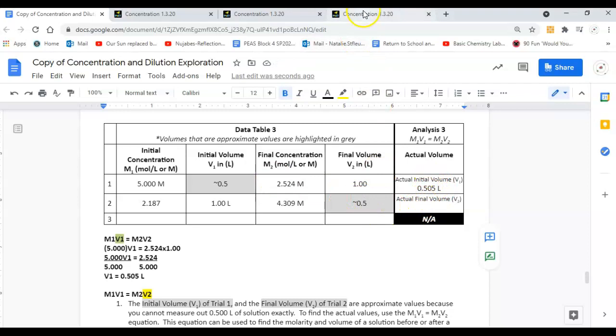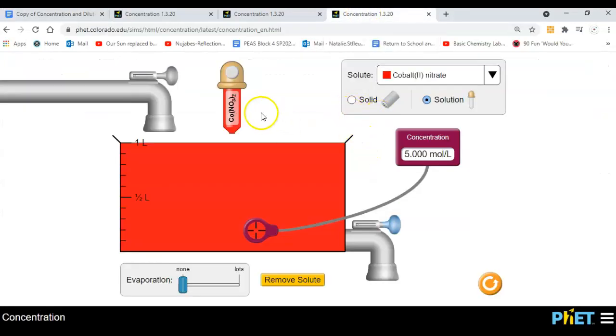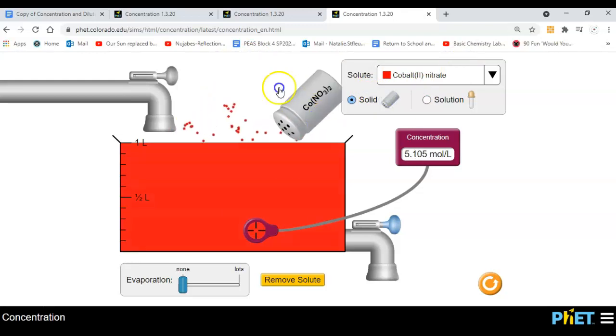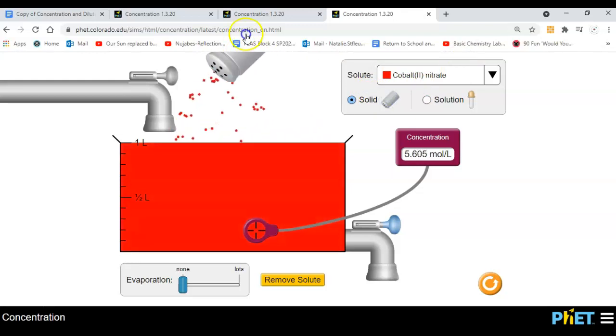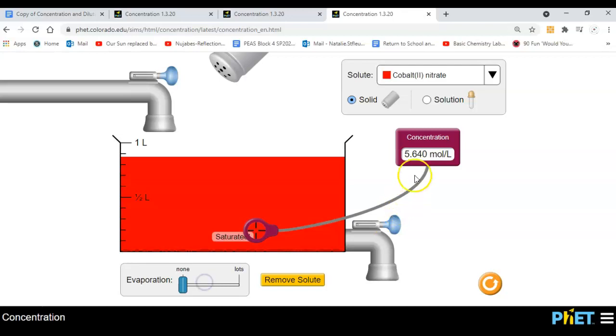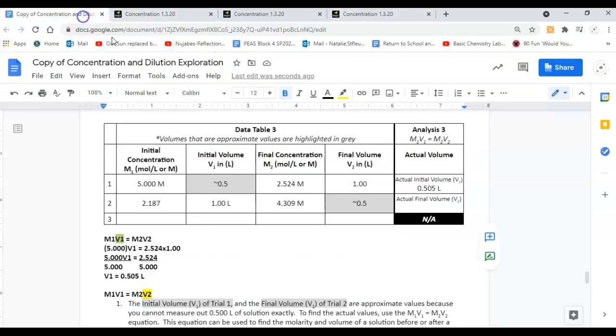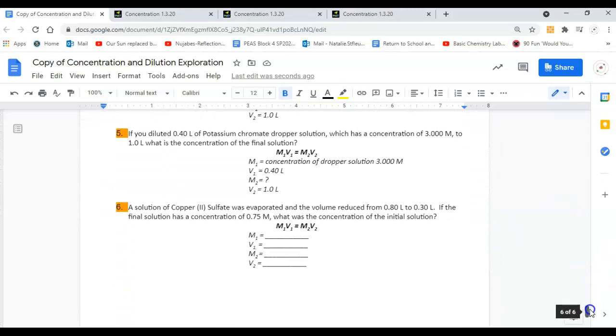Alright, then the last setup is we are creating a saturated solution. So the only thing in here right now is the cobalt solution from the dropper. Add solid and shake it until you make a saturated solution like we did in part 4. Now once it's saturated, we're going to evaporate it again and see what happens to the concentration, how it changes when you evaporate. In this example, there's nothing to calculate, you're just making observations. And then you're going to go on, of course, to answer questions.